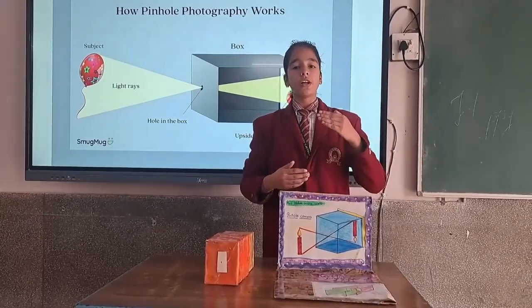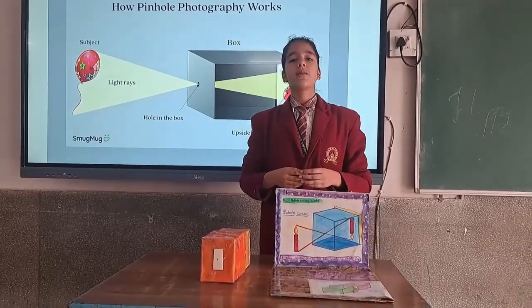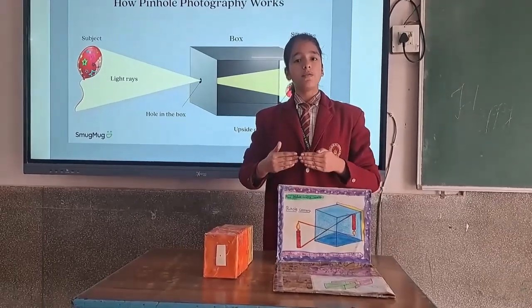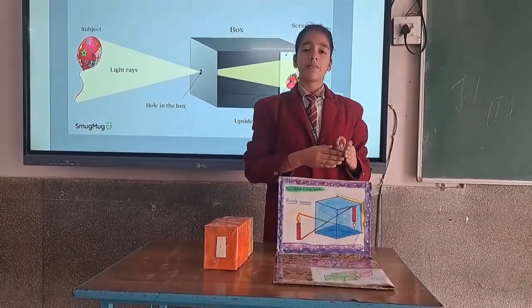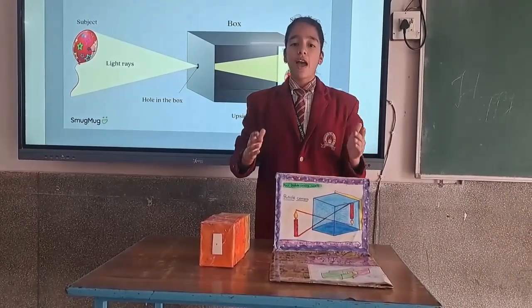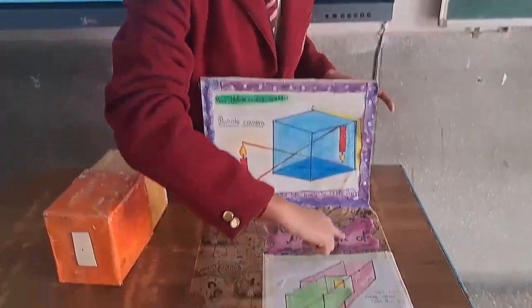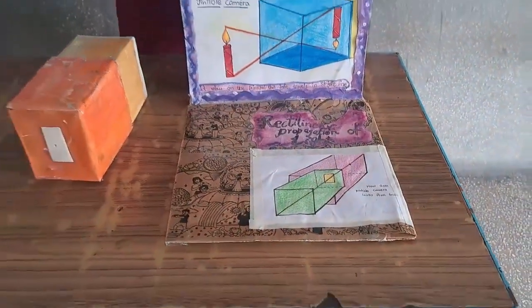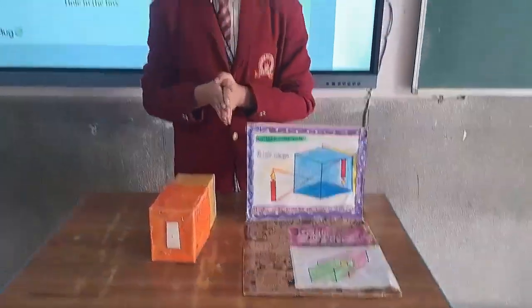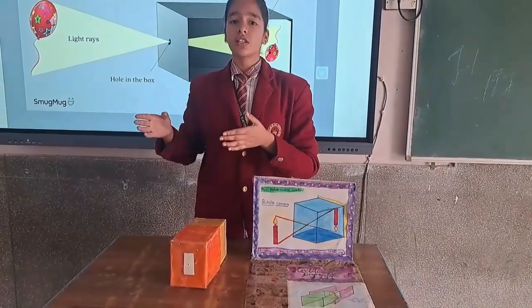When the shutter is open, light passes through and imprints an image on the film which is placed at the back of the camera. A pinhole camera relies on the fact that light travels in a straight line, a principle called rectilinear propagation of light. The image formed inside a pinhole camera is always inverted.